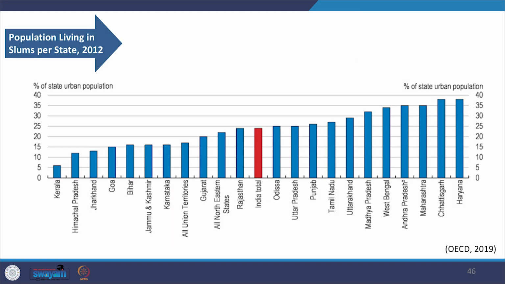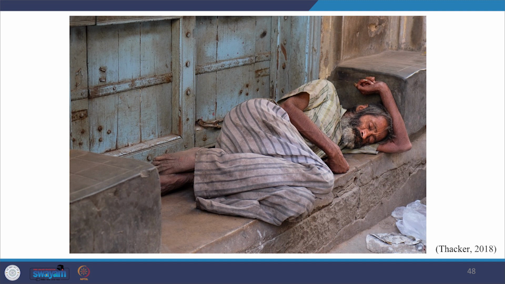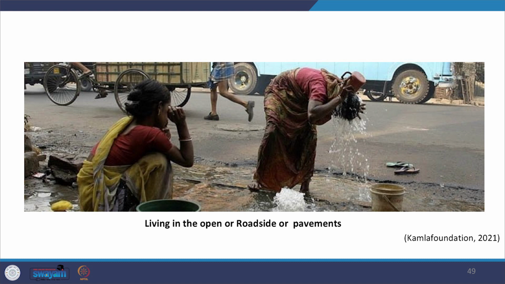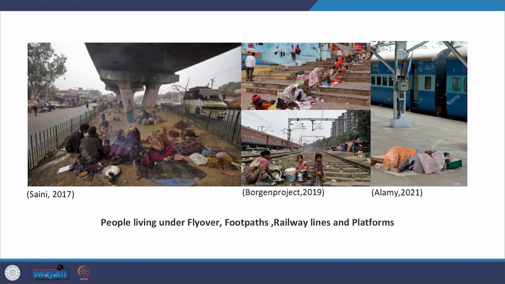When we see statewise, we see that the population living in slums is highest in the states of Haryana, Chhattisgarh, Maharashtra, West Bengal, and Madhya Pradesh. Further, we see that there is an increase in homeless people in the urban areas and a decrease in the rural areas. Homeless people are identified as those who live in the open or roadside, pavements, in hume pipes, under flyovers and staircases, or in places of worship, mandaps, railway platforms, and so on.